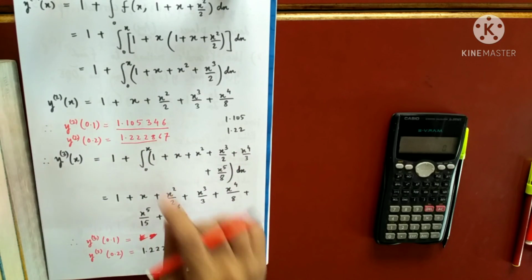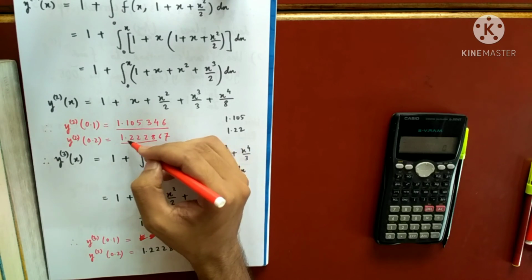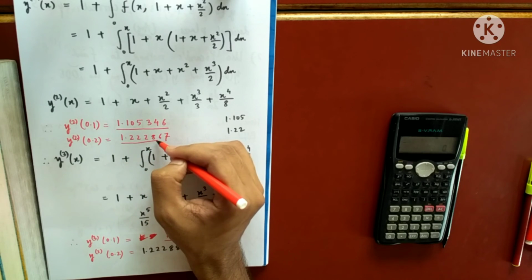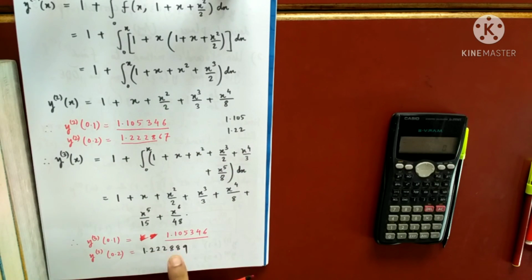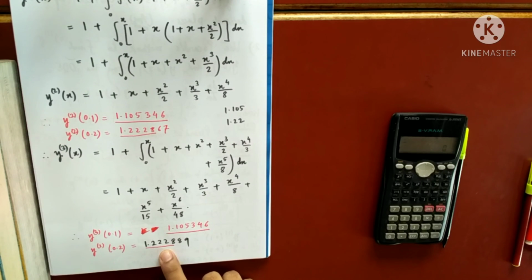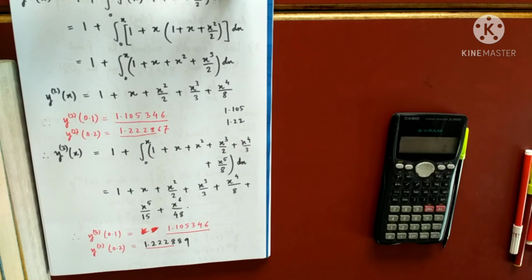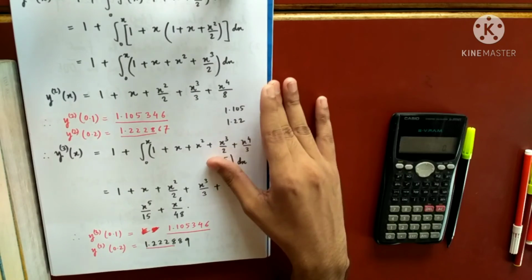It is 1.223. They are not even correct for 4 decimal places. Oh, they are correct up to 4 decimal places. So sorry. So this is 1.2229. This is 1.2229. So if you are ready to accept the 4 decimal places for 0.2, it's all right. If you are not ready to accept the 4 decimal places for 0.2, you again have to go for the 4th iteration.